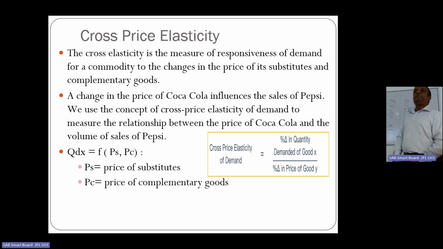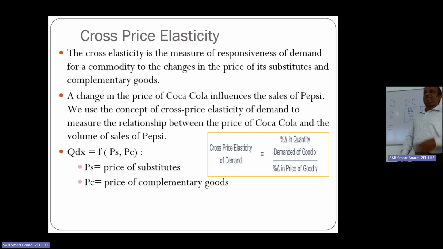We can say something about the competition also by looking at the cross price elasticity. So this is the substitute. We can think about the complementary goods. For the complementary goods, when the price increases, demand should decrease. Complementary goods are goods that we jointly consume in order to get the desired satisfaction. For example, if the sugar price increases, tea demand decreases.